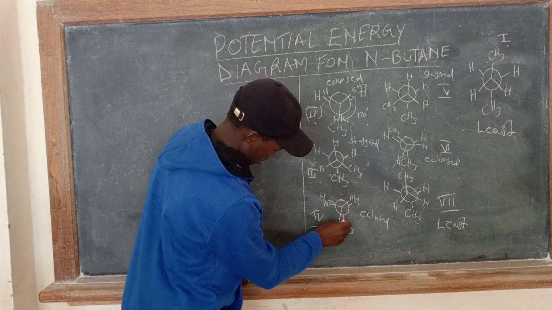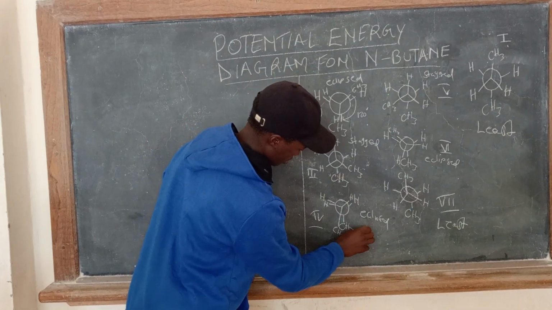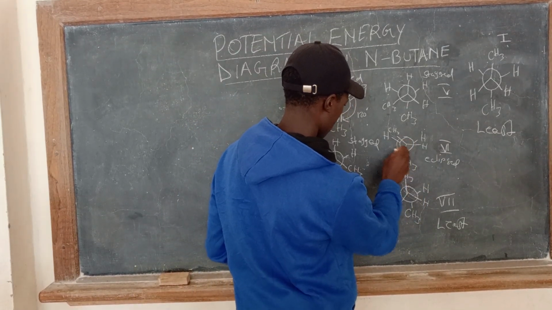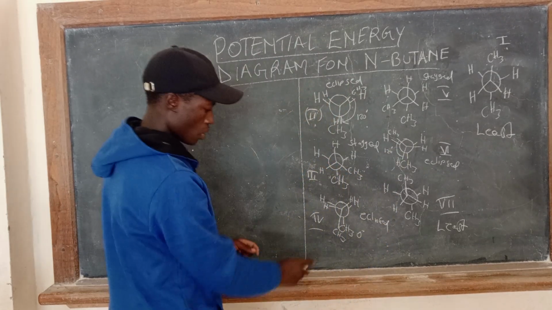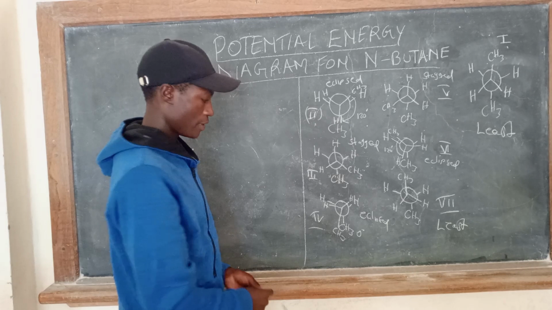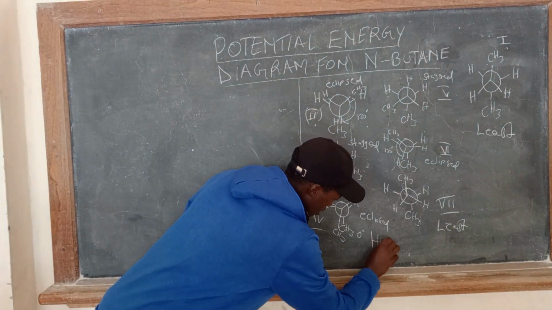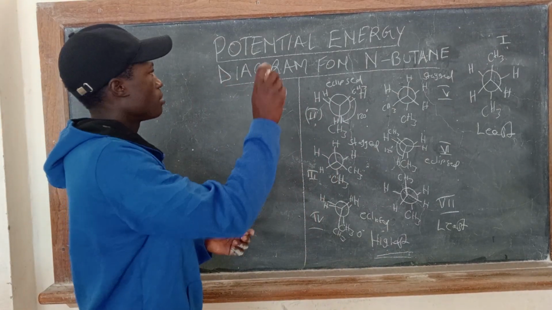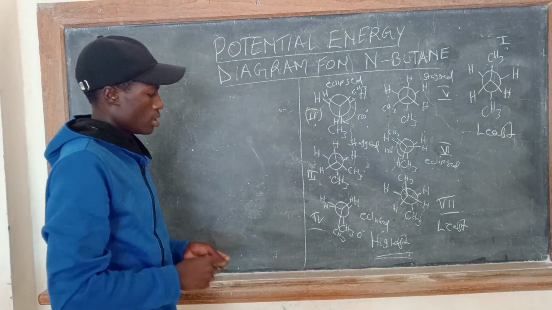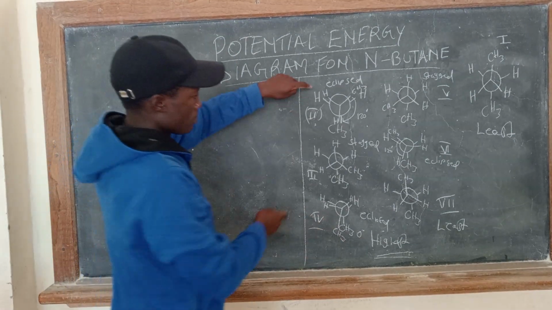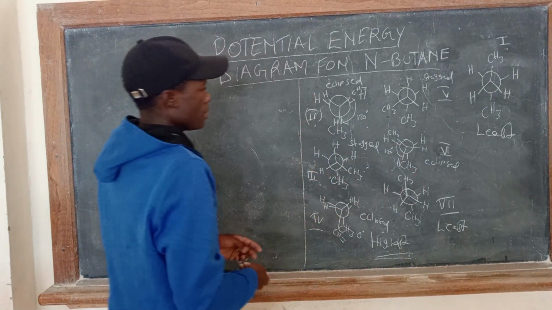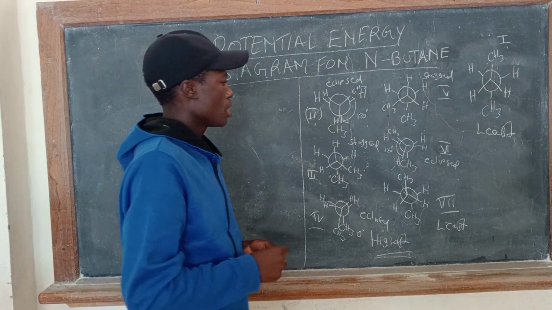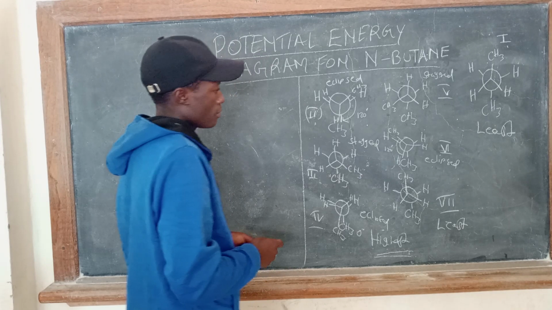What about here? So it's 0 degrees. What about this one? What's that? 120 degrees. So the one with 0 degrees has the highest amount of energy. So I'm going to say highest. When drawing the potential energy graph, we're going to see it at the topmost part. Then this one and this one, the degree of rotation between the two high priority groups are the same, 120 degrees. So they have the same amount of energy.